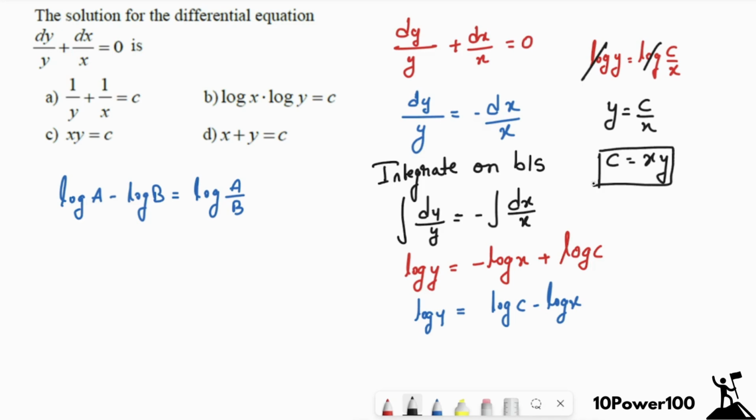Do we have this option? Yes, option C. xy is equal to c is the right answer.